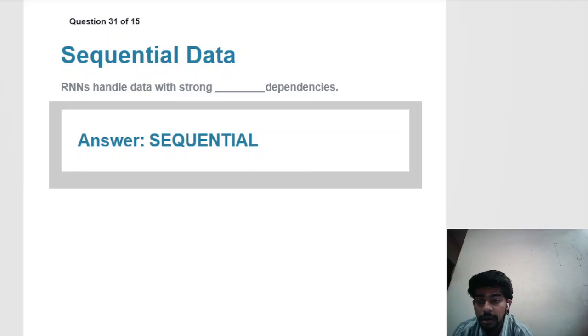What are temporal dependencies? Future values depend on past values. The order of data matters. So why do standard networks fail for sequences? They ignore temporal relationships. They assume independence. They don't capture context.